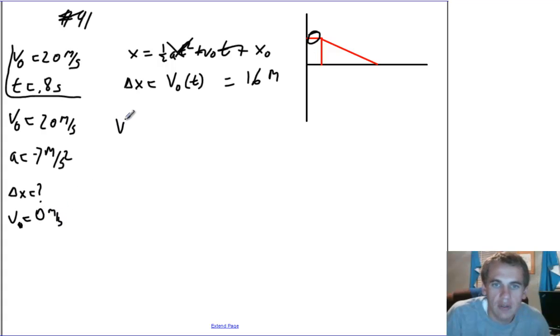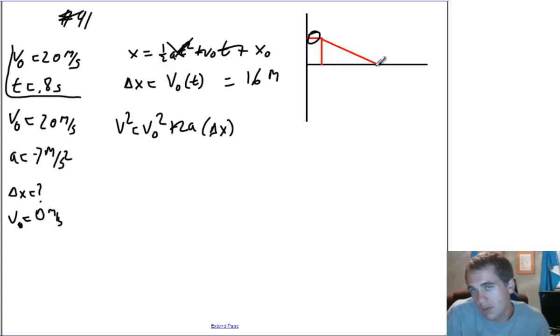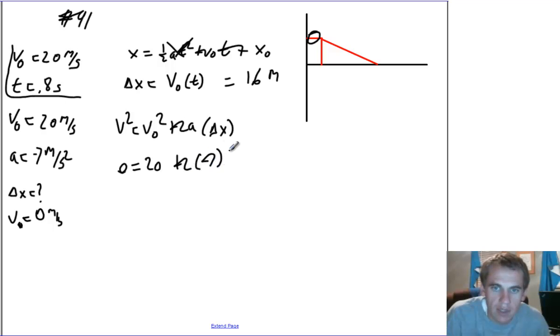So I can say v squared equals v naught squared plus twice the acceleration times the change in position, which works because I don't know time. If I knew time, I could just do the 1/2 at squared, but I don't know it. Okay. All right. So here we go. Final velocity is 0. Initial velocity is 20 plus twice the acceleration, -7, times the change in position, which is what I want to know.